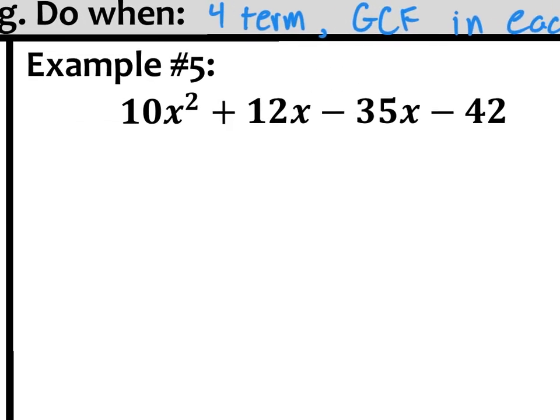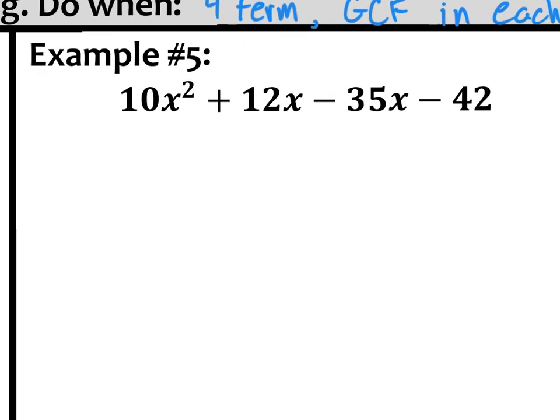All right, let's move on to example 5. We'll do the same thing. First group, second group. Okay, common between 10x squared and 12x would be 2x. Oops, wrong color here.